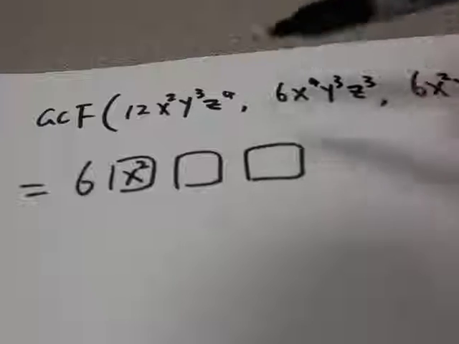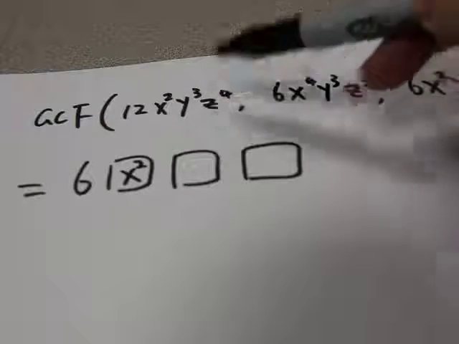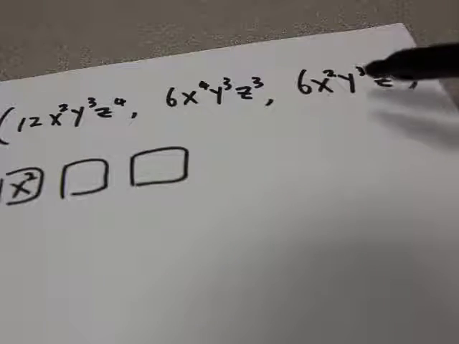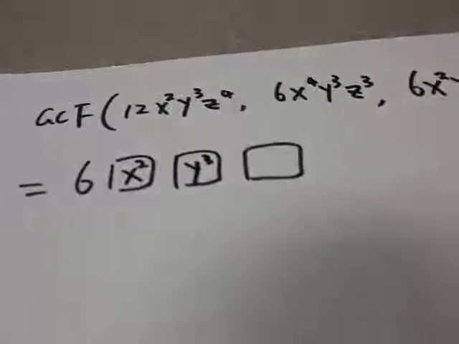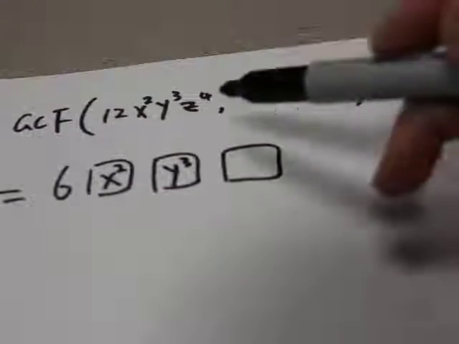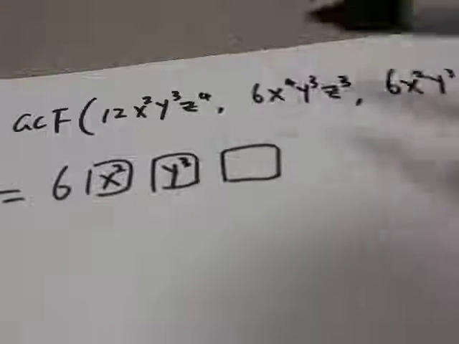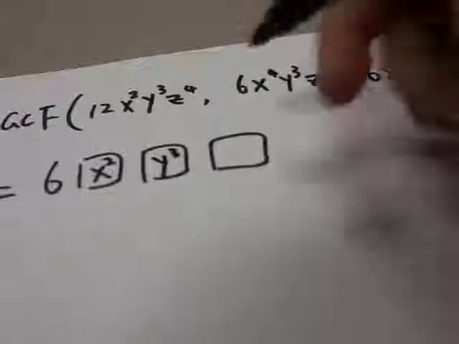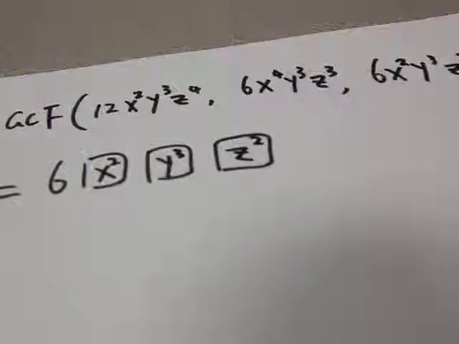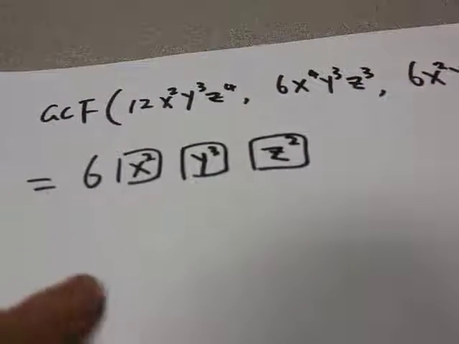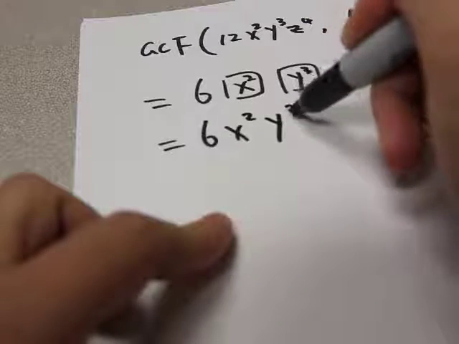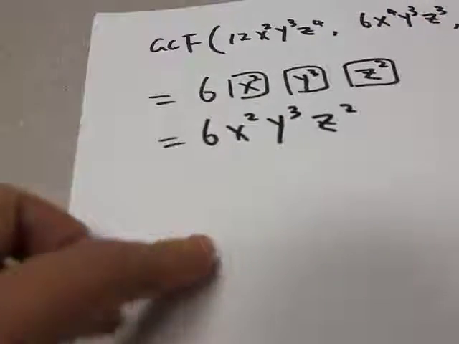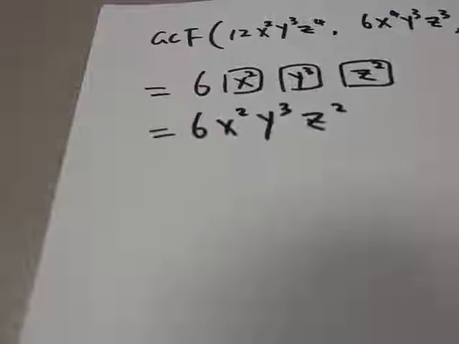Let's check y. The power is 3. The power is 3. The power is 3. So the exponent of y is 3. For z, the power is 4, 3, 2. So the lowest is 2. So the greatest common factor is 6x squared y to the third z squared. Okay, now, do you get this method?